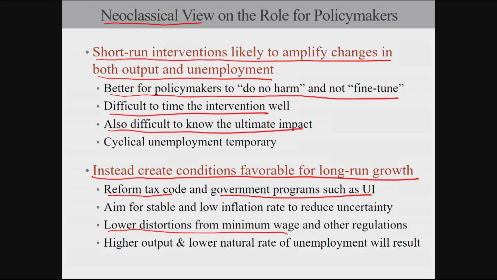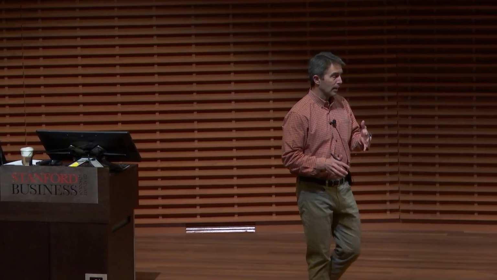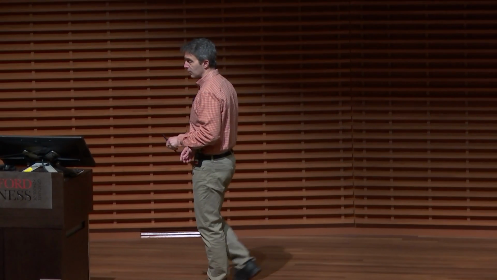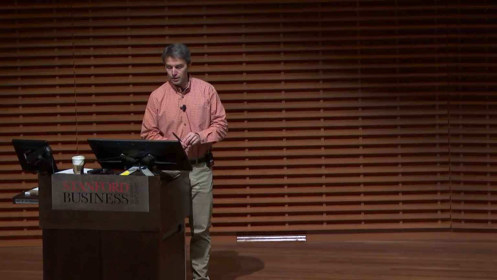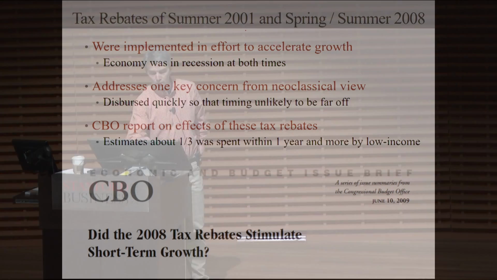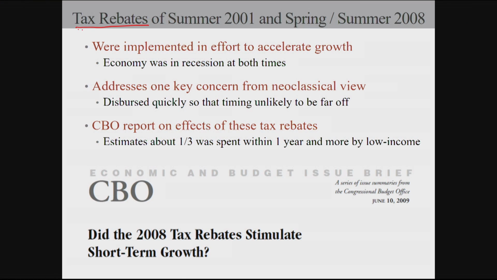So it's interesting, partly because it's not necessarily the case that all Democratic presidents or economists fall into the Keynesian camp and all Republicans into the neoclassical camp. Back in 2008, when it was clear that the economy was starting to not do so well, the government, and President Bush was very much behind this, put in place a set of tax rebates.